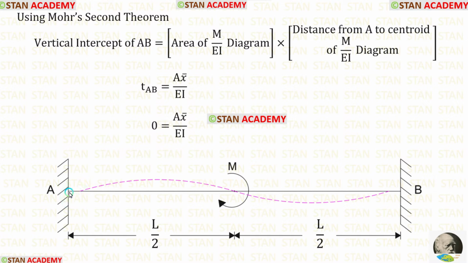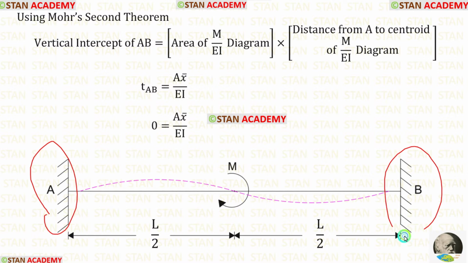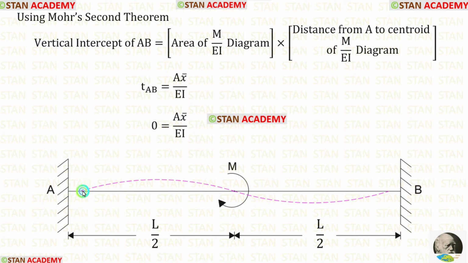You can see that at point A and at point B there is no tangent because these are fixed supports. The elastic curve starts after some distance. You can see that on both of the sides. In this case, the tangent AB will be 0.